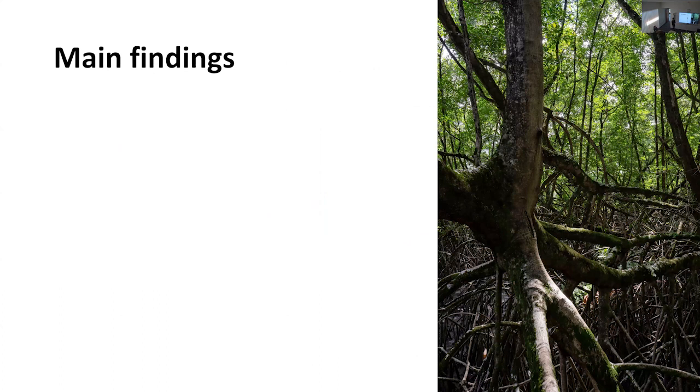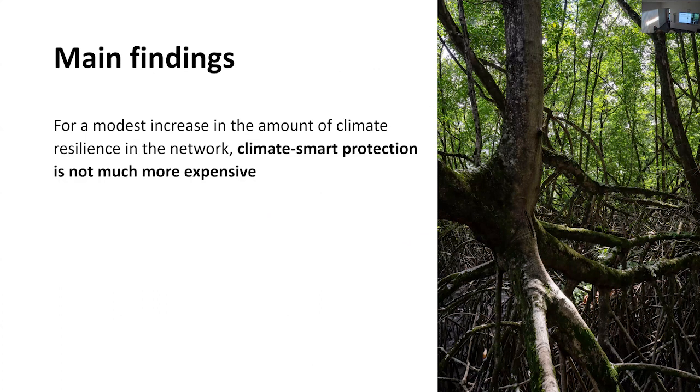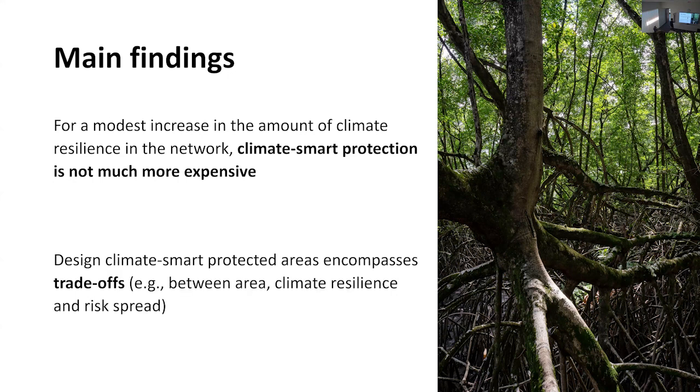So wrapping up, our main finding is that climate smart protection is not much more expensive. However, this is just for a modest increase in the climate resilience of the network we selected. The design of climate smart protected areas encompasses a lot of trade-offs. There are trade-offs between the total area that we want to protect, the other features we are including, like local scale prioritization or diversity, including ecoregions, spreading the risk, and the amount of climate resilience.